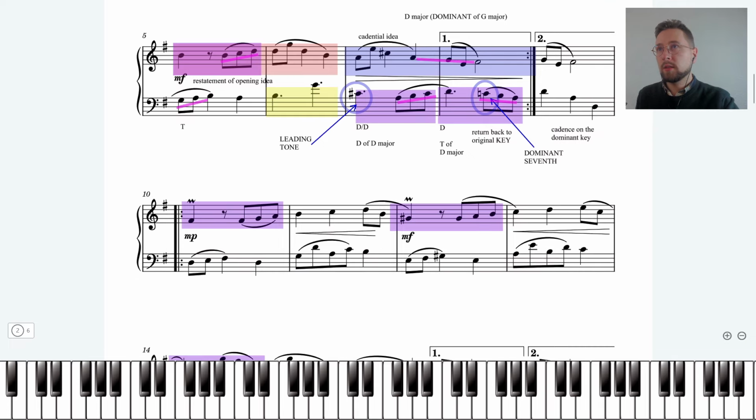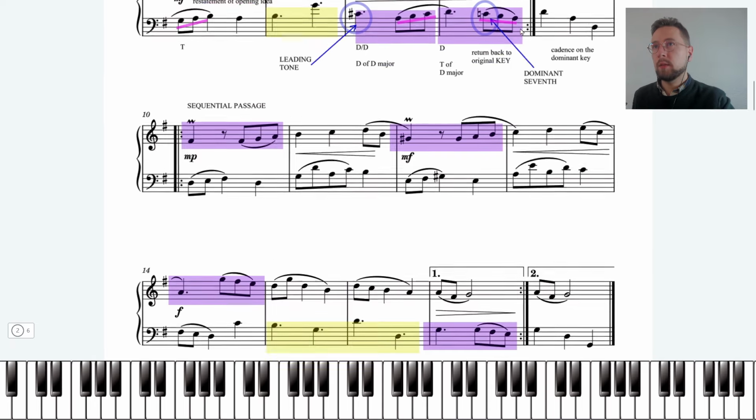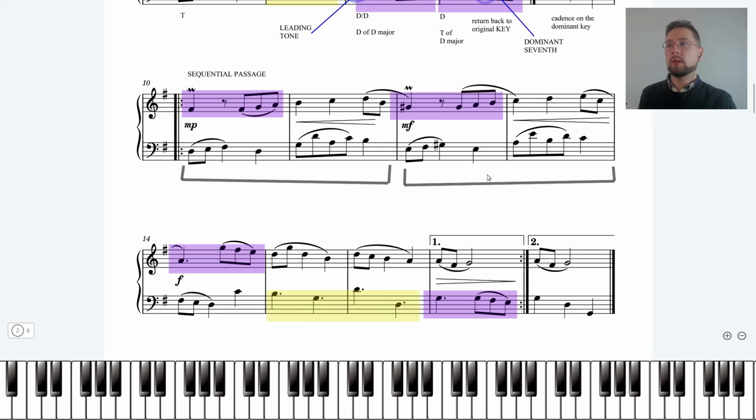In the second phrase, we get to have some progressions. So this is a sequential passage, where we have a sequence that's basically starting in one key, and then it moves to another, or at least that seems to be the gist of it. So we start here, and we go to a different key. What is harmonically happening here? It's just tonic and dominant.